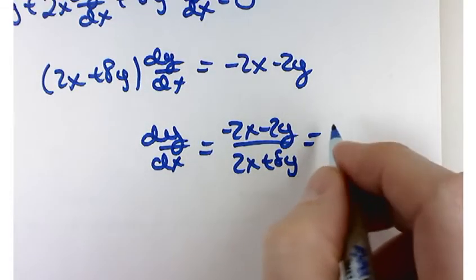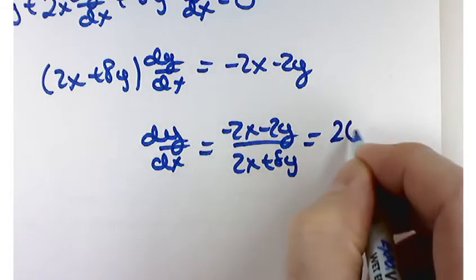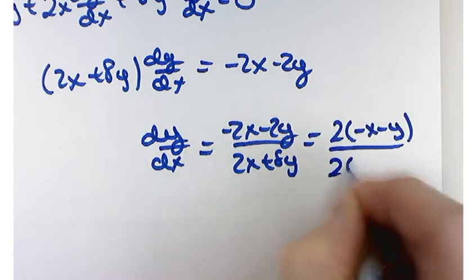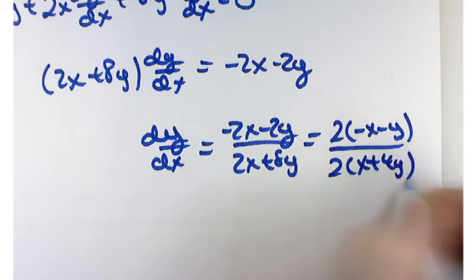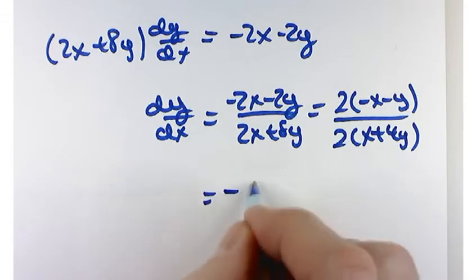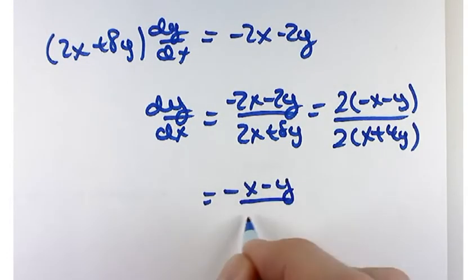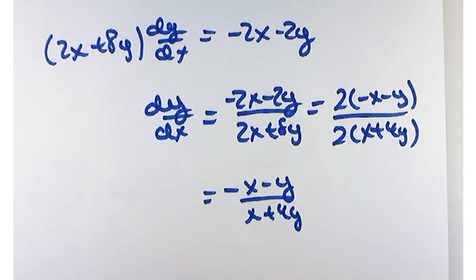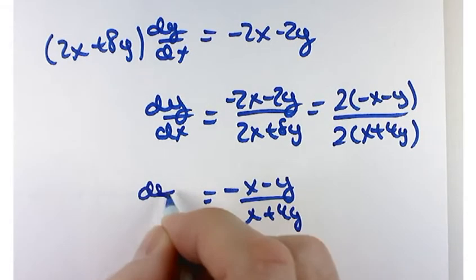And you're right, Spencer, we can factor out a 2. 2 times (-x - y) over 2 times (x + 4y). And then, of course, the 2's cancel. You should probably do at least a modest simplification. I might be a little unhappy if you didn't divide out the 2. So dy/dx.